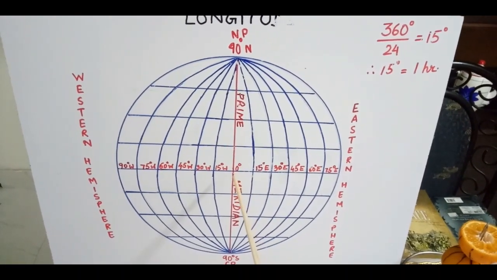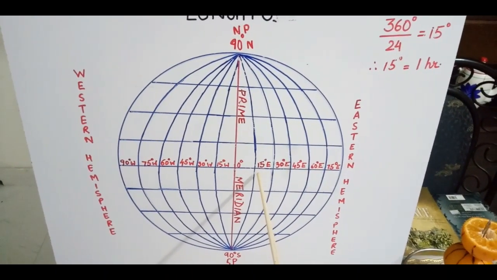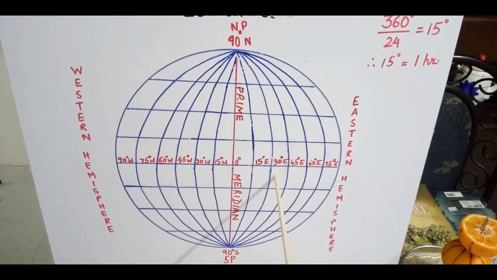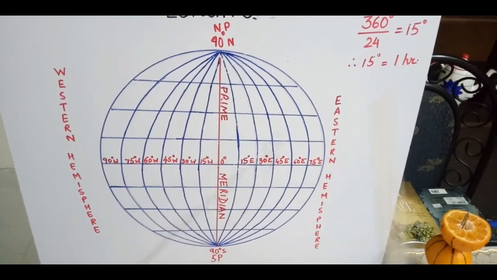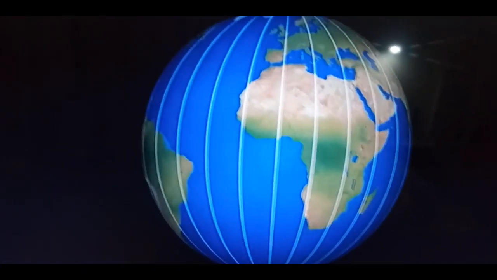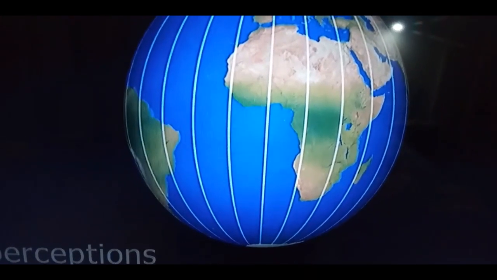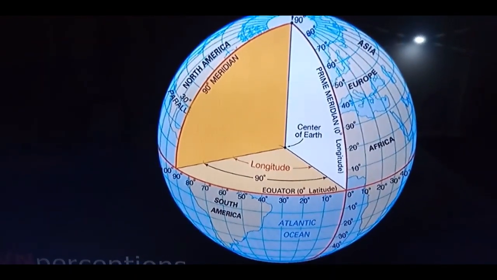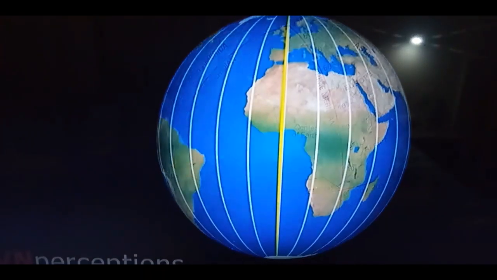So if we are traveling from 0 degrees to 15 degrees, we have traveled for 1 hour. If we travel from 0 degrees to 30 degrees, then we have traveled for 2 hours. 45 degrees, 3 hours, and so on. This will give you more clear information about longitudes. Like the latitudes divide the earth into heat zones, longitudes divide the earth into time zones, and it is the angular distance taken from the center of the earth.